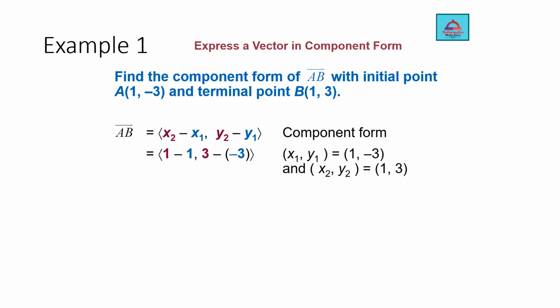Okay, so x2 minus x1. This is x2, which is 1. This is x1, which is 1. So when you subtract, they cancel out and give you a 0. Then your y2 is 3, your y1 is minus 3. So when you subtract, minus minus changes to plus. So this is 3 plus 3. That's why it gives you 6. So that's the component form. That's your answer. Pretty easy.